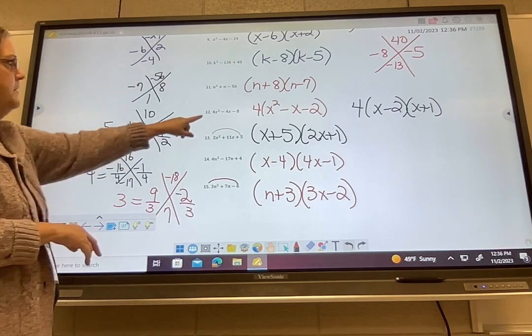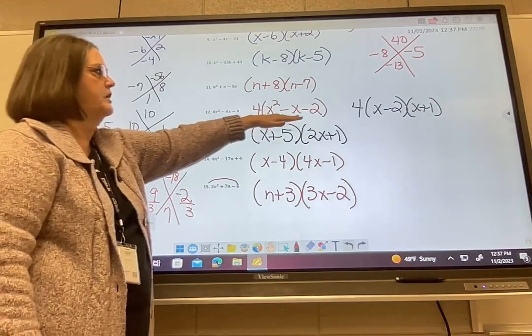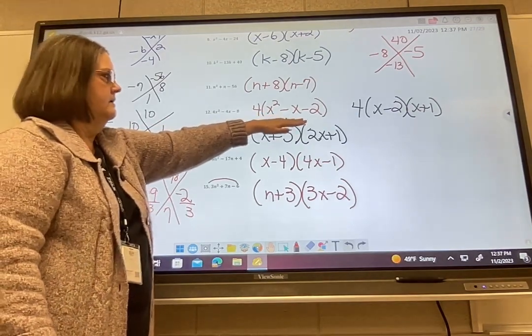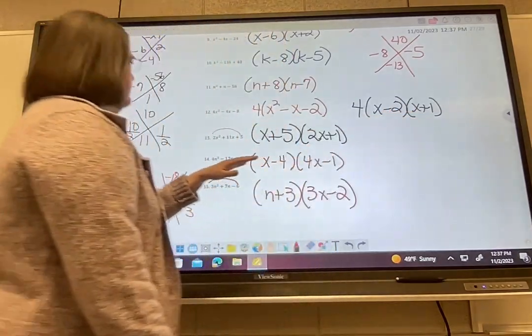Come down, this one has a GCF. Be careful about GCFs. Pull the 4 out. It makes it friendlier to do. And then it factors to be x minus 2, x plus 1. Let's move on.